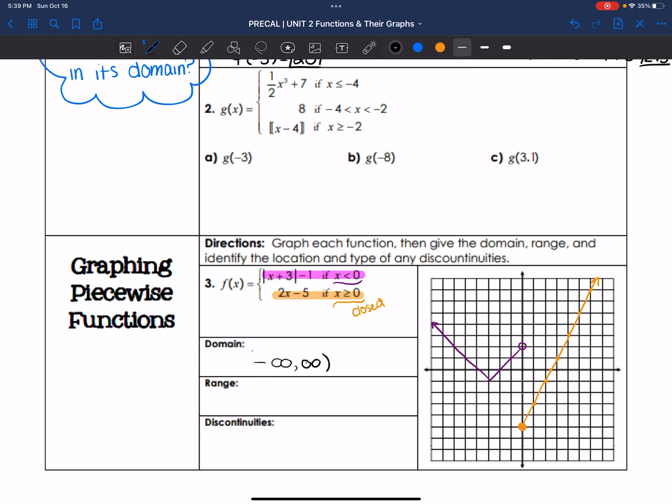You could write this using interval notation, or if you want to write this using set notation, it would be all real numbers. So either way you want to write that, perfect.